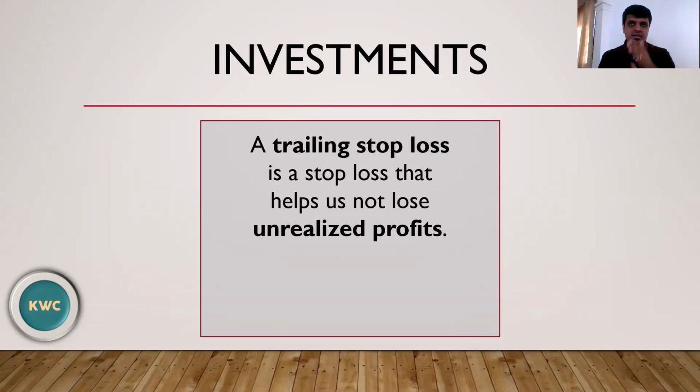So, for example, if I buy something at 400 and it goes to 410 and I put a trailing stop loss at, say, 405, in case the stock comes down, at least I will get 5 rupees, rather than not end up with anything. That's what a trailing stop loss is. It's a stop loss that helps us not lose out on unrealized profit.